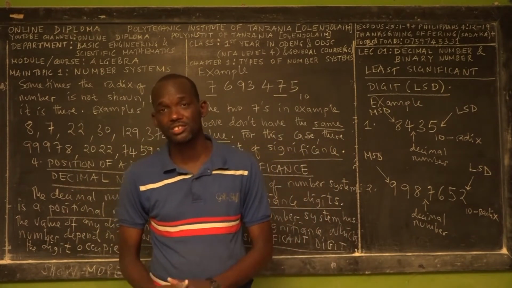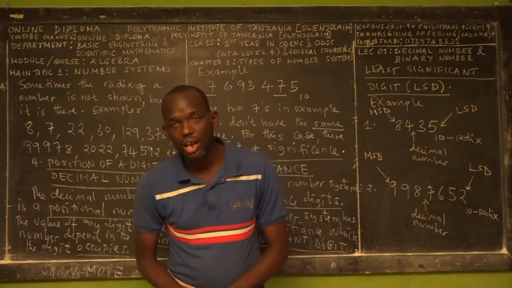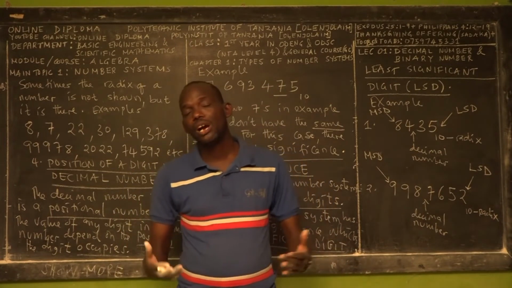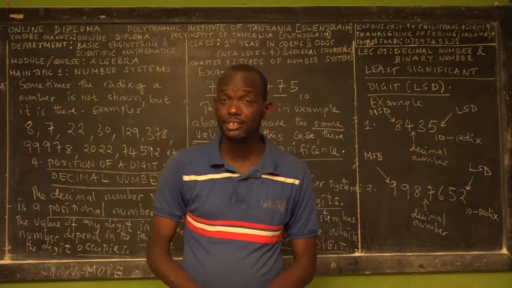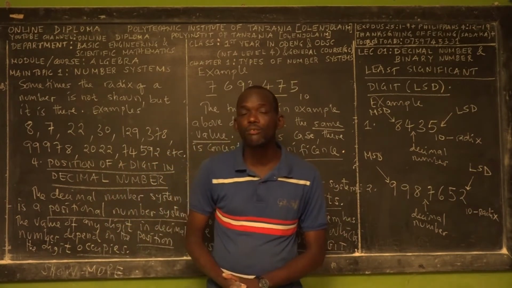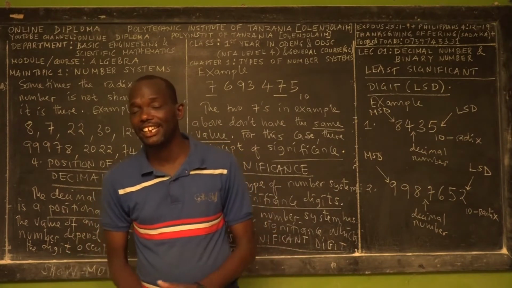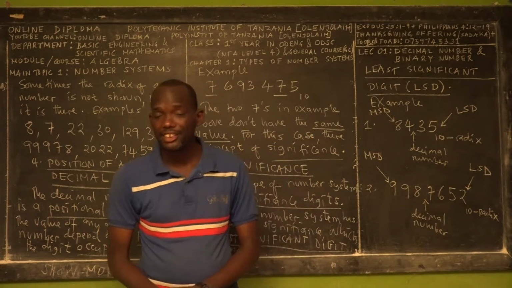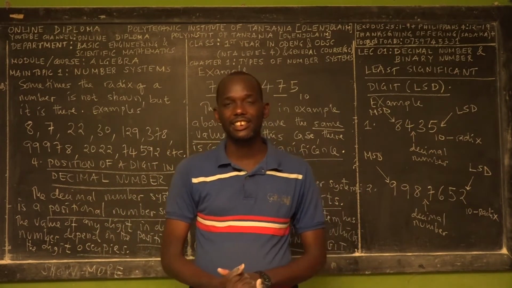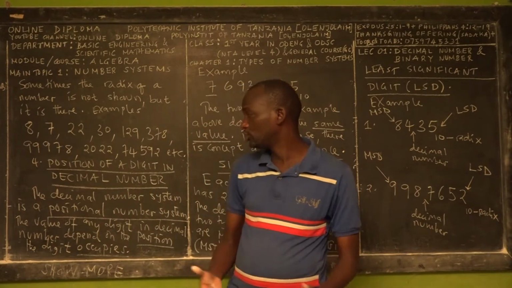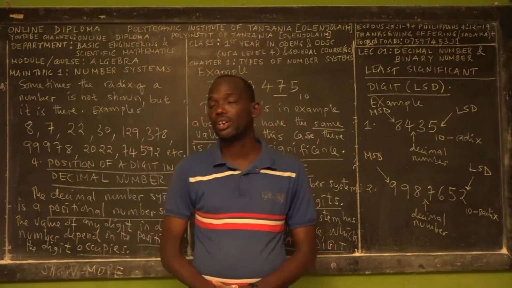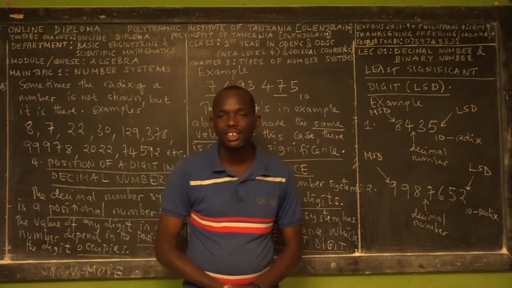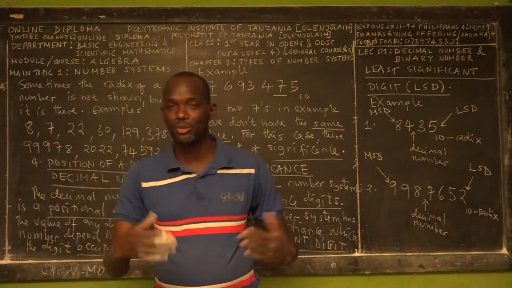So I have a few questions that I would like to ask you before I continue further in this lecture. The first question is this: did you understand the meaning of number system? Did you understand the meaning of decimal number system? Did you understand the examples of decimal number system? Did you understand the meaning of radix or the concept of radix? Did you understand the concept of positions of a digit in a decimal number? Did you understand the concept of significance? Did you understand least significant digit and most significant digit?